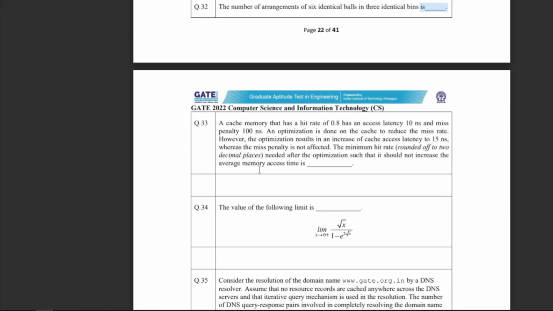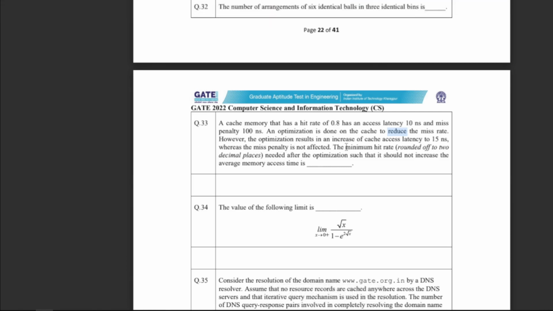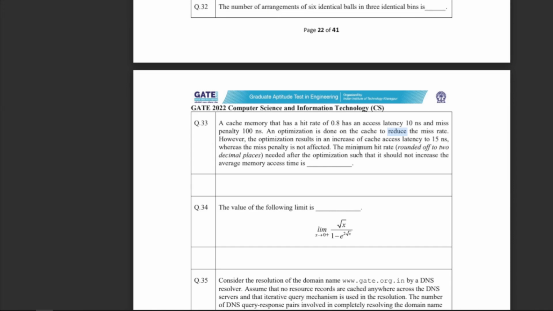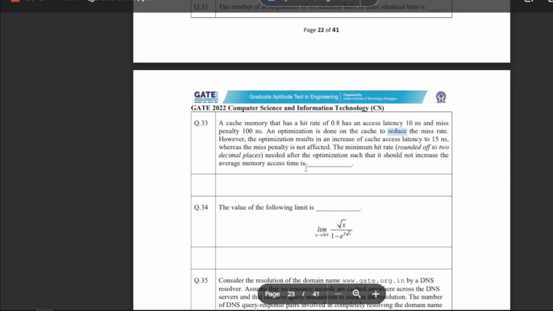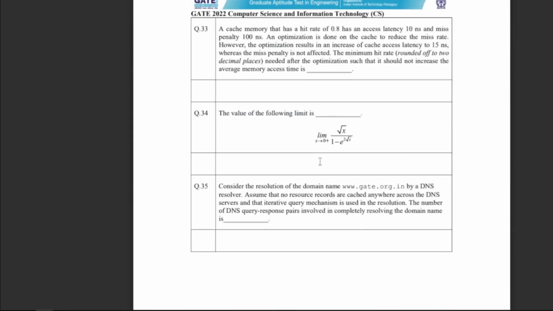33 is saying that a cache memory that has a hit rate of 0.8 has an access latency of 10 ns and miss penalty of 100 ns, and optimization is done on the cache to reduce the miss rate, right? However, the optimization results in an increase of cache access latency to 15 ns, whereas the miss penalty is not affected. So the minimum hit rate, rounded off to 2 decimal places, needed after the optimization, such that it should not increase the average memory access time. So the answer for 33 is 0.85, right? You can again solve that too.